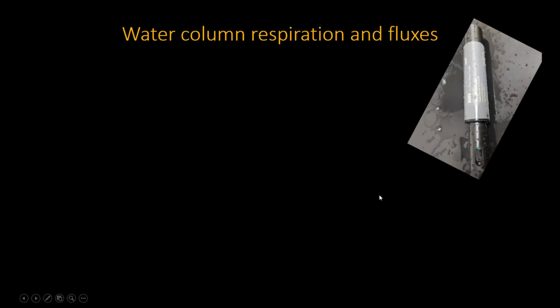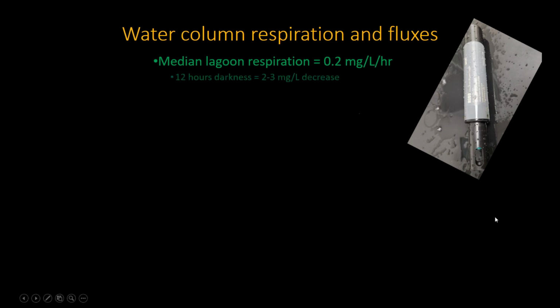And so water column respiration and fluxes, right? How can we quantify these things? We've used our Hobo U26 DO data loggers in benthic and water column chambers to measure the lagoon respiration. In lagoon restoration, our median value is 0.2 milligrams per liter per hour. That means 50% of our samples are consuming more than that 0.2 milligrams per liter per hour.